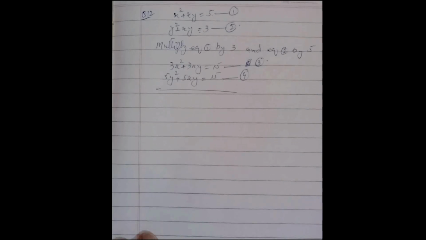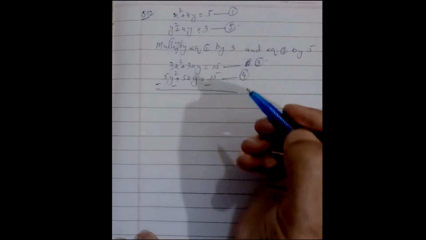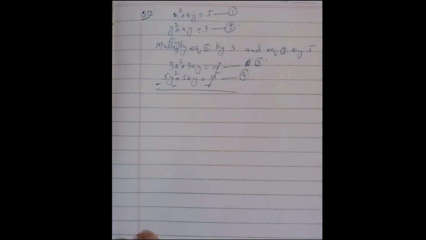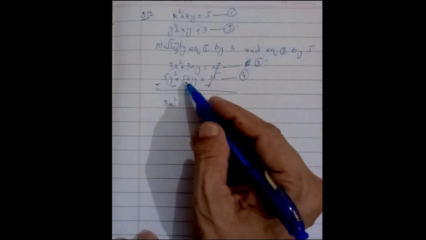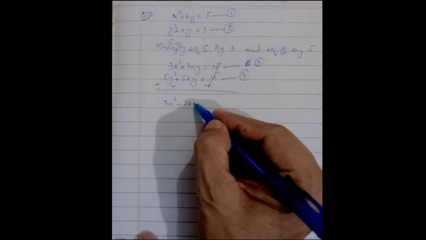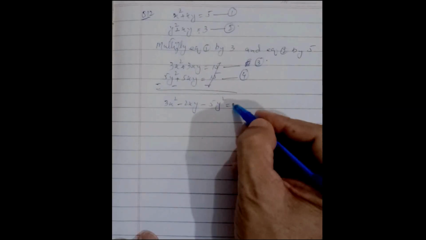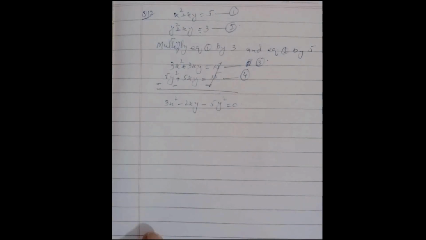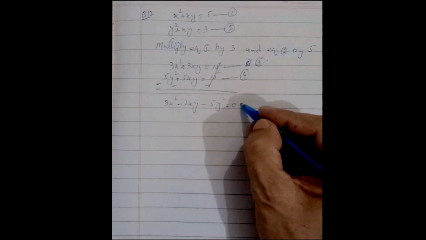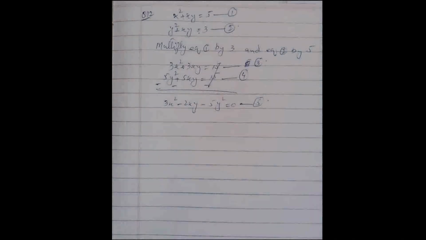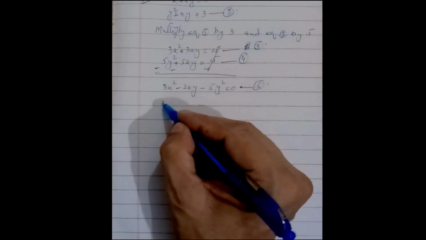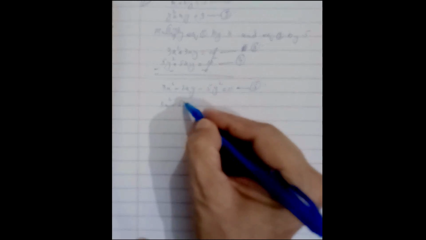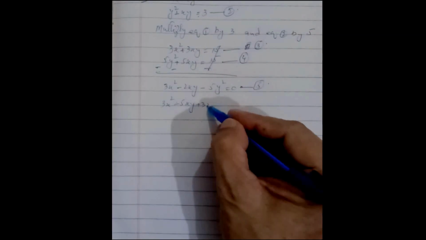Now we subtract these two questions, and plus 15 cancels with minus 15, and the remaining values we simplify. We have 3x square minus 5xy plus 3xy, we get 2xy, and minus 5y square is equal to 0. Now we factorize the equation and we call it question 5, in which we find the value of x and y. We simplify it. 3x square minus 5xy plus 3xy minus 5y square is equal to 0.